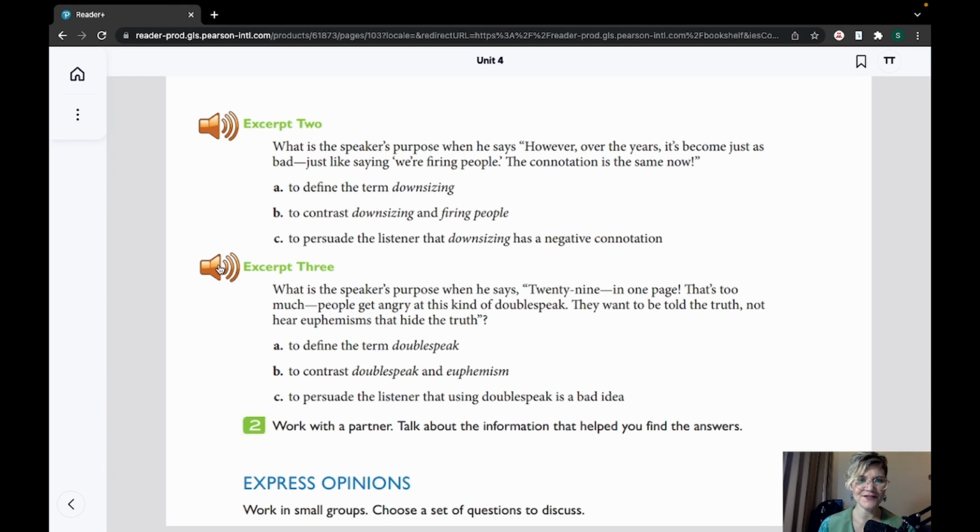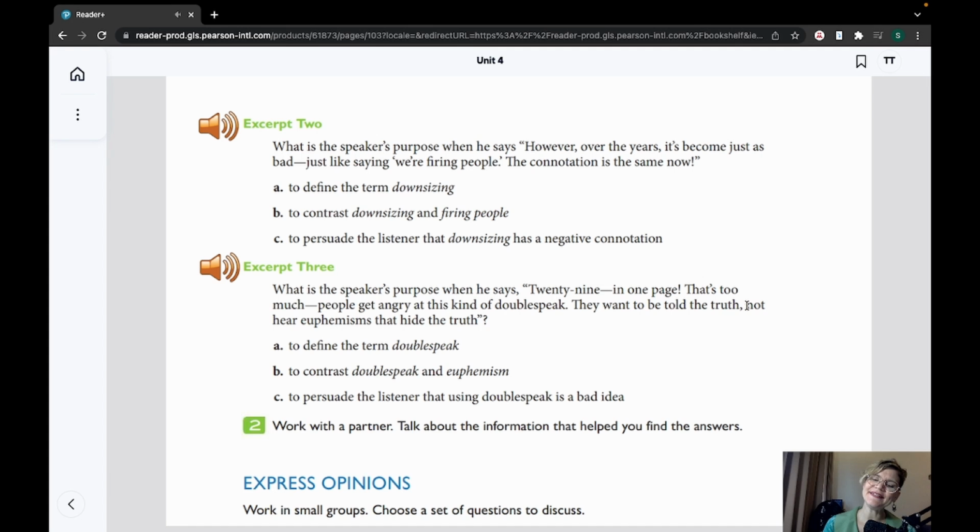And now, excerpt 3. There's a well-known example, you can find it on the internet, of a corporate letter that uses 29 different euphemisms for firing people. 29 in one page. That's too much. People get angry at this kind of doublespeak. They want to be told the truth, not hear euphemisms that hide the truth.